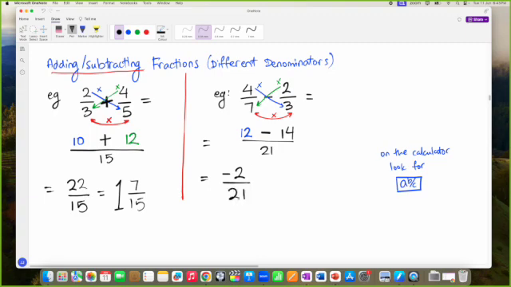Right? And I don't think this could be reduced anyhow. 2 over 21. Nope. That can't be reduced, right?